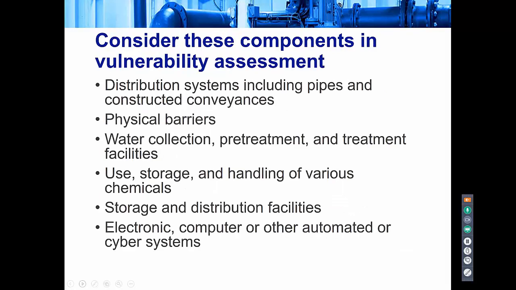So a couple things to consider when developing this vulnerability assessment are your distribution systems. For those of you who said you already have an asset management plan in place, that's fantastic. That should be a fairly easy thing for you to sort of assess because you're already keeping good tabs of it. You want to look at all your physical barriers, your water collection and treatment facilities, how you are managing and storing chemicals, how storage and distribution facilities, how are those being managed, and then also think about your electronic systems.